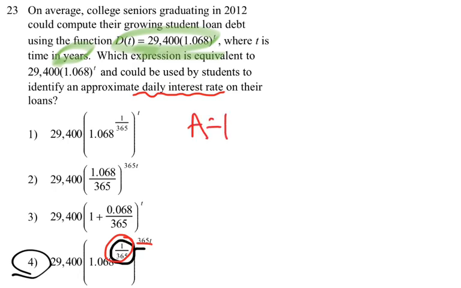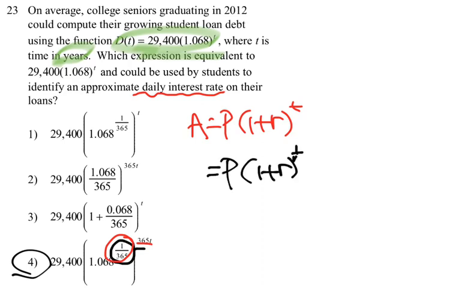In other words, when you have A equals P times (1 plus r) to the t power, and you want to convert that into an effective rate, it will be 1 plus r to the 1 over n power. In this case, from year to monthly, n would be 12. Year to daily makes n equal to 365. And then we're going to get nt. That's basically what we would have done, which is choice 4.